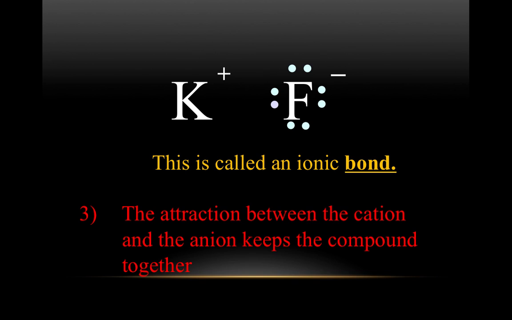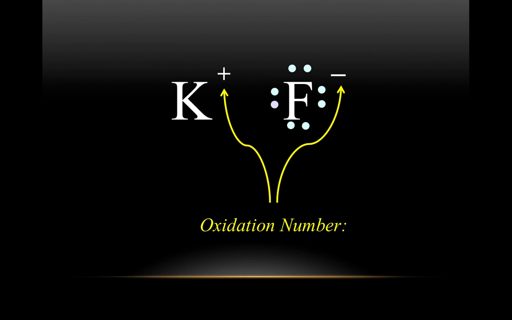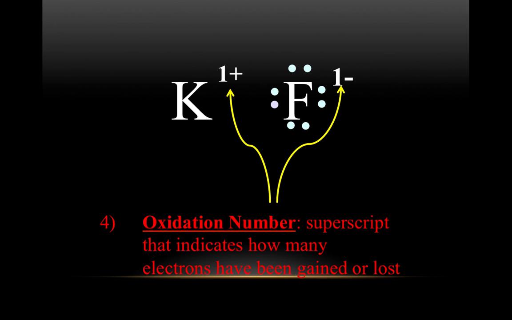The attraction between the cation and the anion keeps the compound together, and that's what we call the ionic bond. So the ionic bond is the attractive forces coming together. Now that little plus and minus is called my oxidation number, and it tells me something really important. The oxidation number is the superscript that indicates how many electrons have been lost or gained. In this case, if you don't see a number, you assume that it's 1, but sometimes you can gain or lose more than 1. You might gain 2, you might lose 2, so then it would say 2+ or 2-.